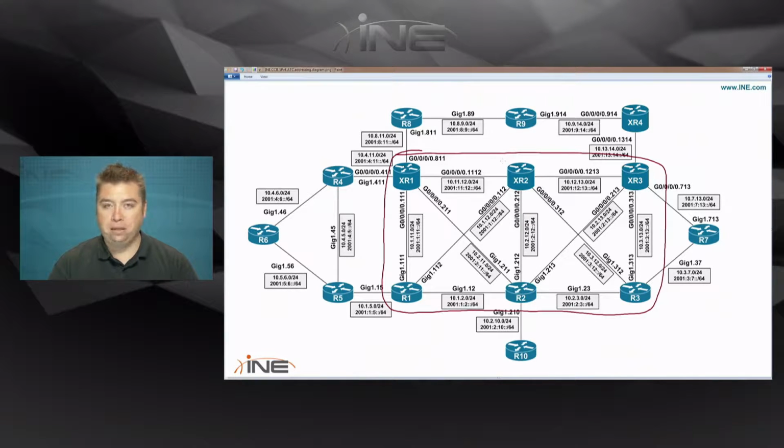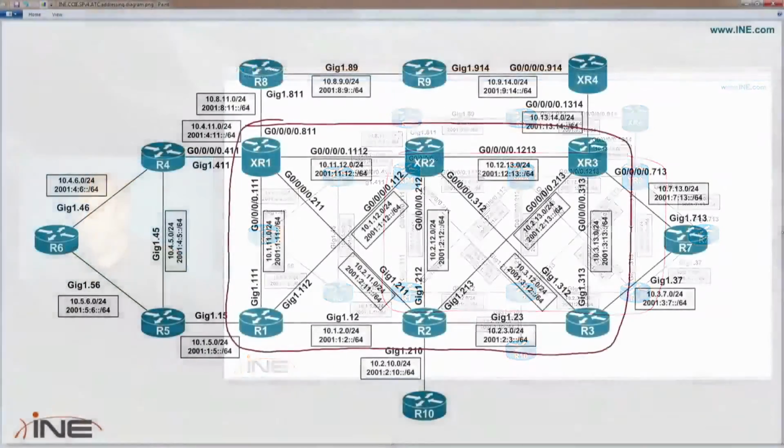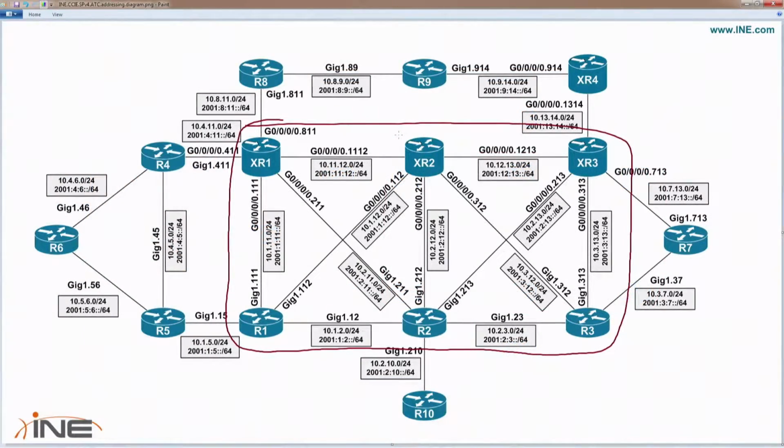So if I'm not able to ping the loopback, it means I won't be able to establish an LDP adjacency. If I'm not able to ping the loopback, it means that when I actually send labeled traffic over the core, then eventually that traffic could get dropped.